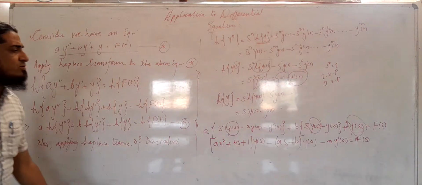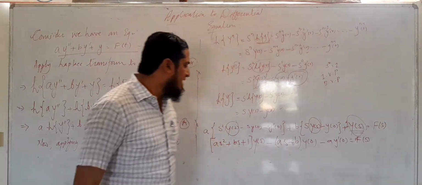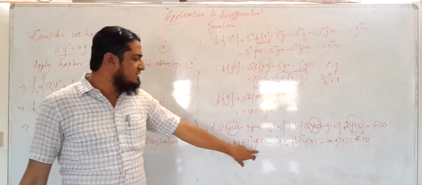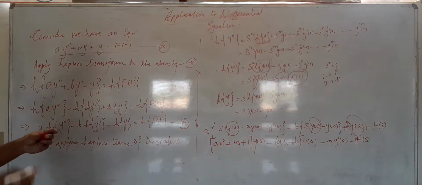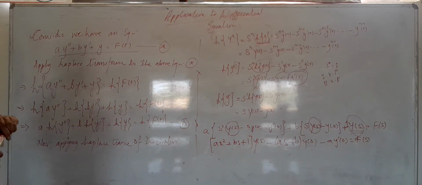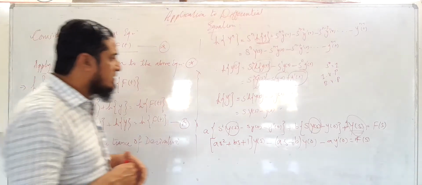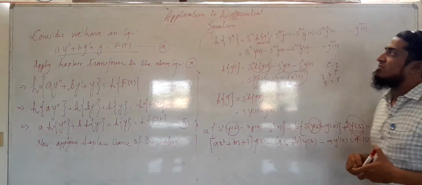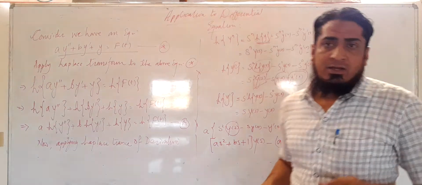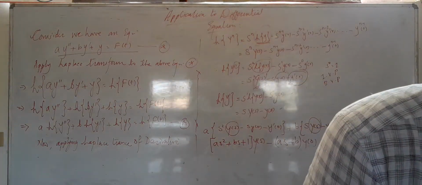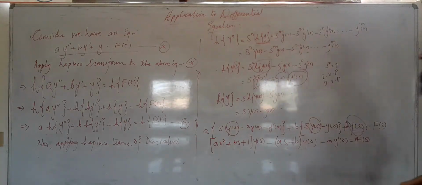Now putting the values of y of 0, y dash of 0 into this equation, we can find the value of Y(s), which is the solution for this equation. After taking the inverse Laplace transform of that solution, we will get the exact solution of the particular differential equation. So this is the theory part of this chapter. We will start or go through some examples which are very easy to understand.